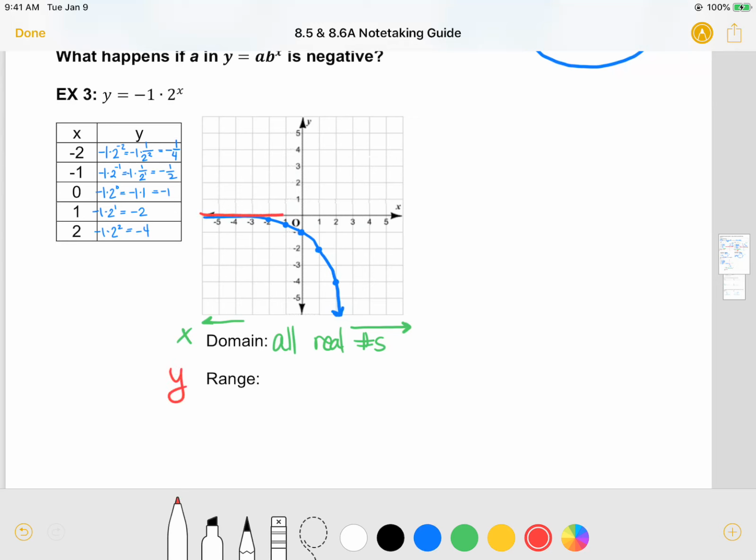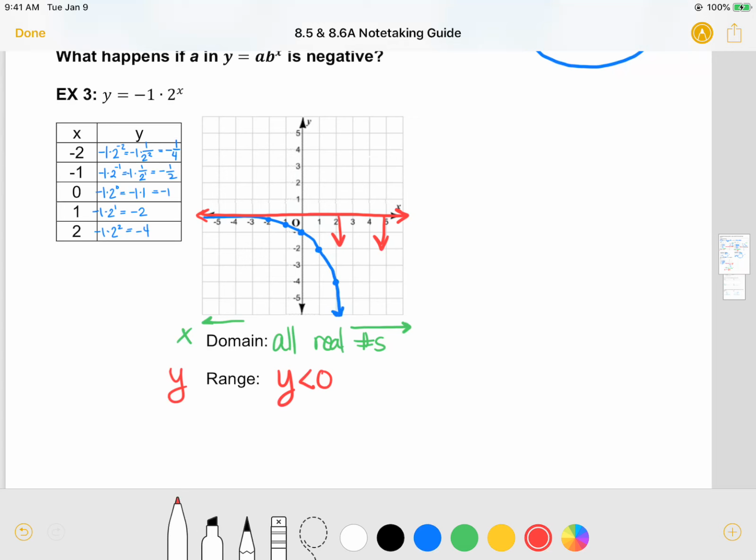Okay? So if we notice that instead of being above the x-axis, this time we are below the x-axis. Okay? So our y outputs are only going to be negative numbers. And in fact, that graph is never even going to touch that x-axis. It's going to get infinitely close to it, but it will never actually touch the x-axis. So what we will say for the range is we will say y is less than 0 because we are below the x-axis.